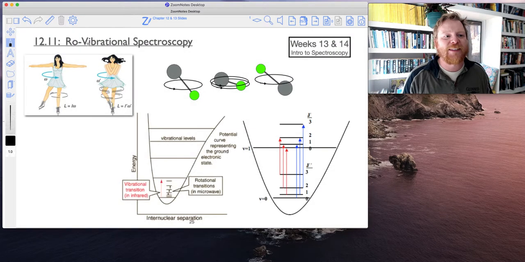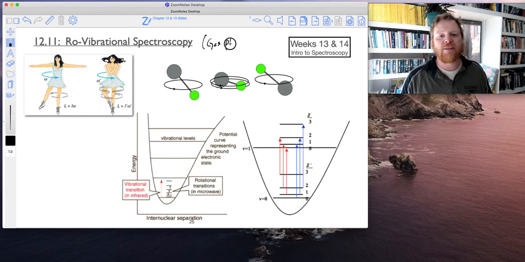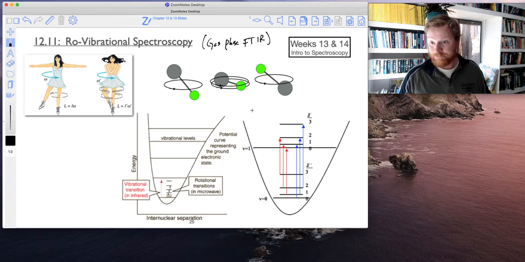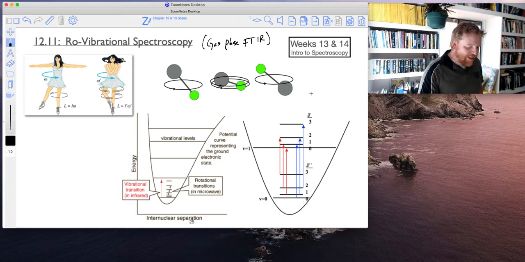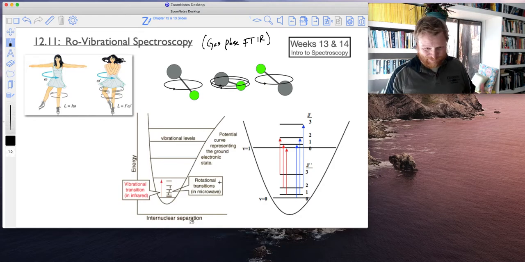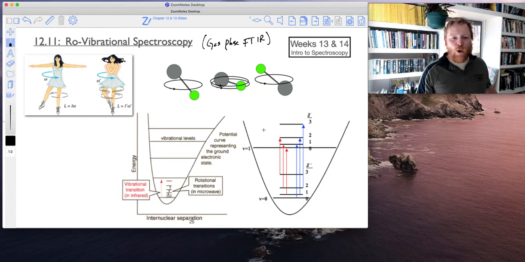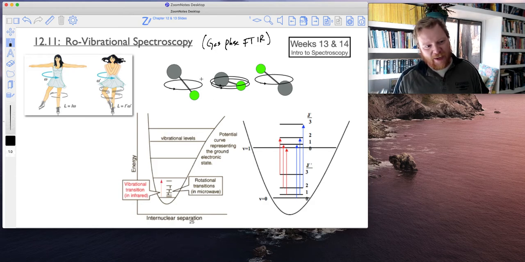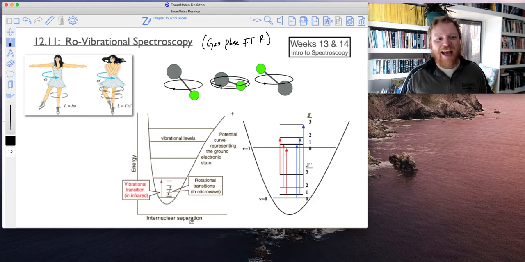Okay? And so that's given as Ro-Vibrational Spectroscopy. In other words, gas phase FTIR. Okay? So let's get into that. And this is one of my favorite things to describe because there's some really good classic physics going on here. And I like to think of this phenomenon as the quantized ice skater.